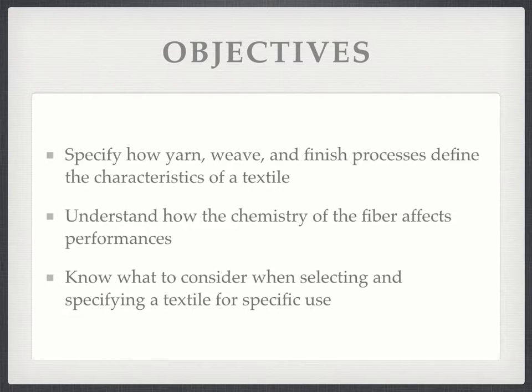So the objectives over this lecture as well as next week is to specify how yarn, weave, and finish processes define the characteristics of a textile. That is probably what is going to be more of a review from your textiles course, as well as understanding how the chemistry of the fiber affects performance. Now there's so many details when it comes to the chemistry of the fiber, so this is something that I'm sure you talked about in textiles, but you probably do not remember all the details of, so something that you will essentially be relearning. And then know what to consider when selecting and specifying a textile for specific use.